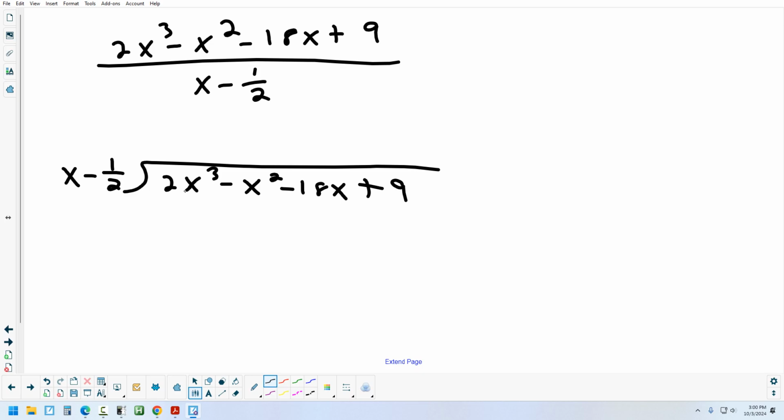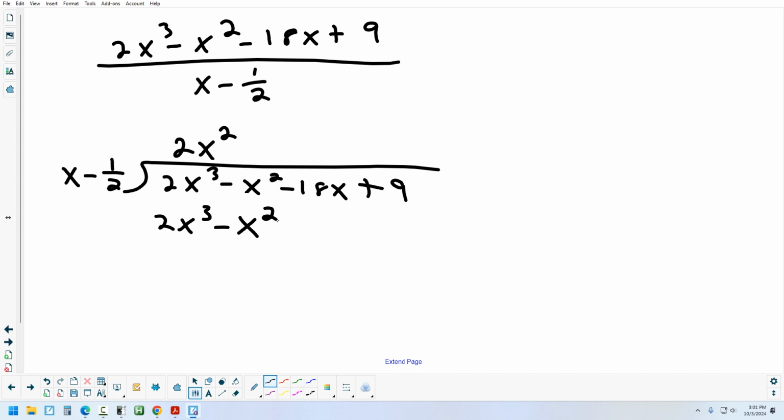What do you get when you divide x into 2x cubed? Yeah, 2x squared. We're going to multiply that back out. So it's going to give me 2x cubed. And then 2x squared times negative a half. Well, positive times negative is a negative, and half of 2 is 1. So I get negative x squared.